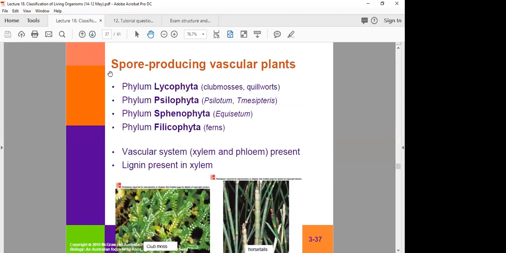Okay, our next group of plants are the spore-producing vascular plants. So these plants do contain a vascular system, but they produce spores rather than producing seeds, so distinct from seed-producing plants. 4 phyla within this group, including club mosses, Psilotum, the horsetails, and the ferns. So vascular system is present. They do contain lignin also. And a couple of examples there for you.